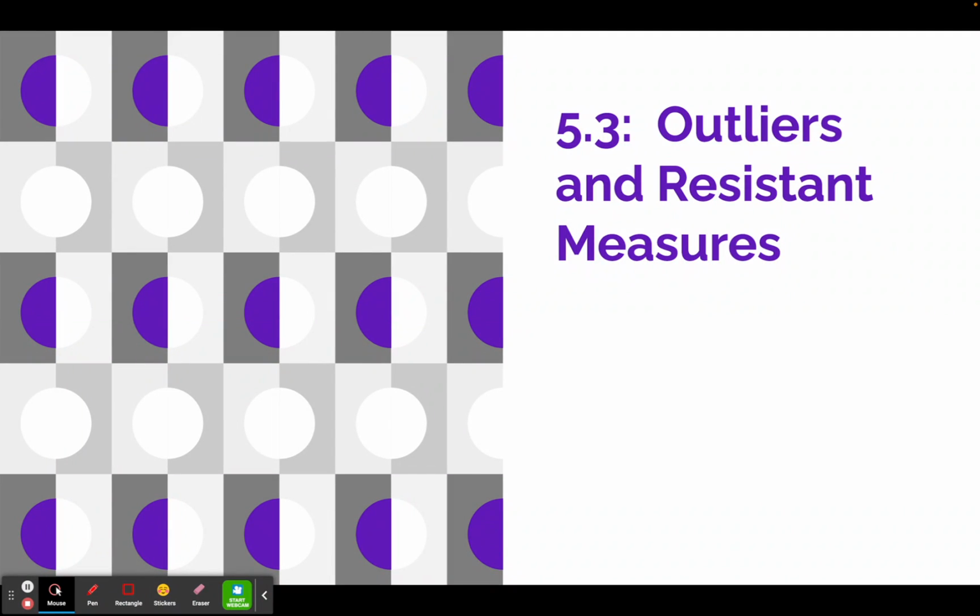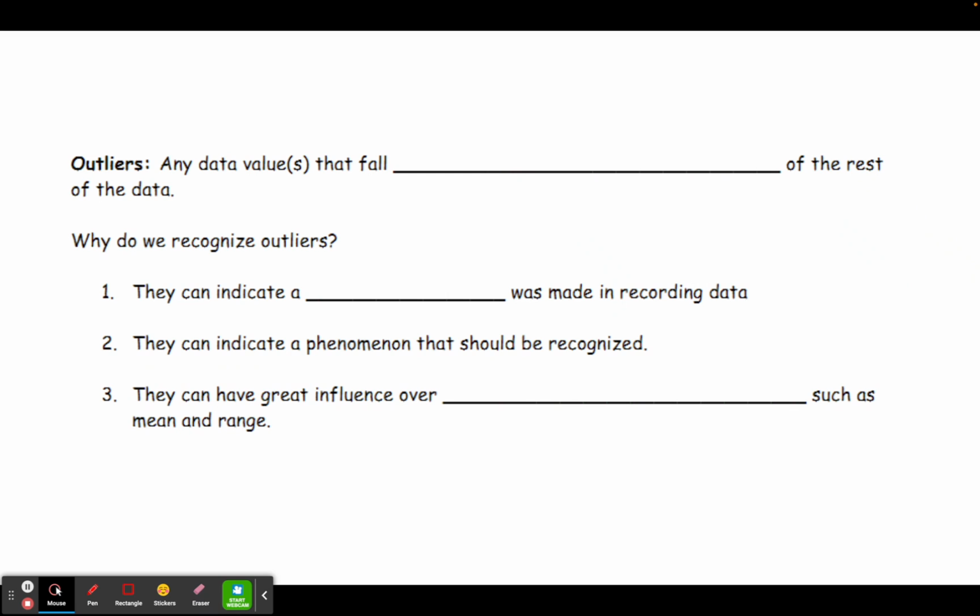In lesson 5.3, we're going to learn how to identify outliers in a data set and also talk about resistant measures. We'll cover some calculator shortcuts in this lesson as well. So what is an outlier? An outlier is any data value or values that fall outside the pattern of the rest of your data.